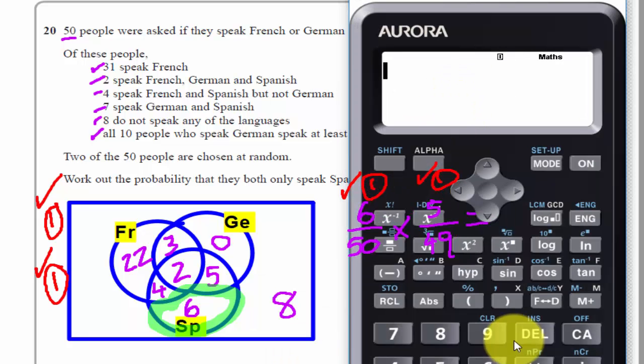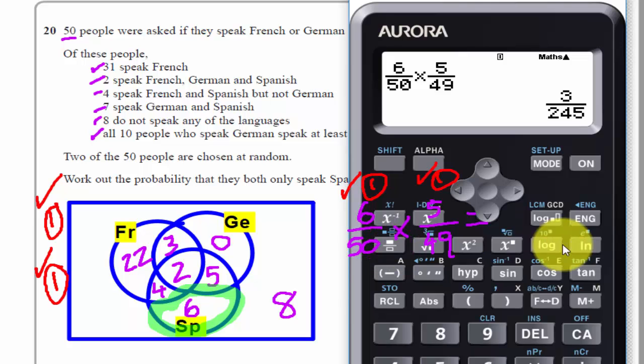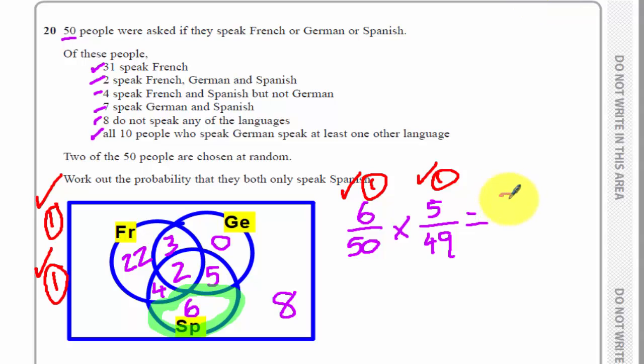So I'll pick up my calculator and I'll use the fraction button and do 6 over 50 times 5 over 49. And I get 3 over 245 as my answer. And I've got my 5th mark.